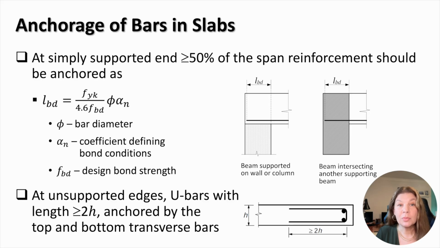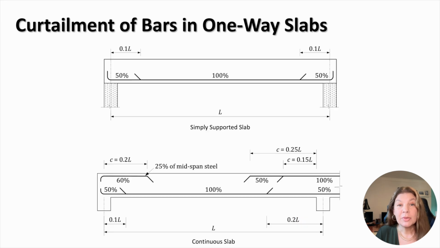Unsupported edges of slabs should be reinforced by U-bars with a length of at least 2 slab depths. These U-bars should be anchored by the top and bottom transverse bars. The arrangement of reinforcement in a slab is defined by curtailment rules, which depend on the number of spans the slab has and provide necessary anchorage to reinforcing bars. Eurocode 2 requires only 50% of span bottom reinforcement to continue to supports, and top reinforcement above supports should extend into the span. Here you can see the curtailment rules outlined for simply supported slab and a continuous slab.